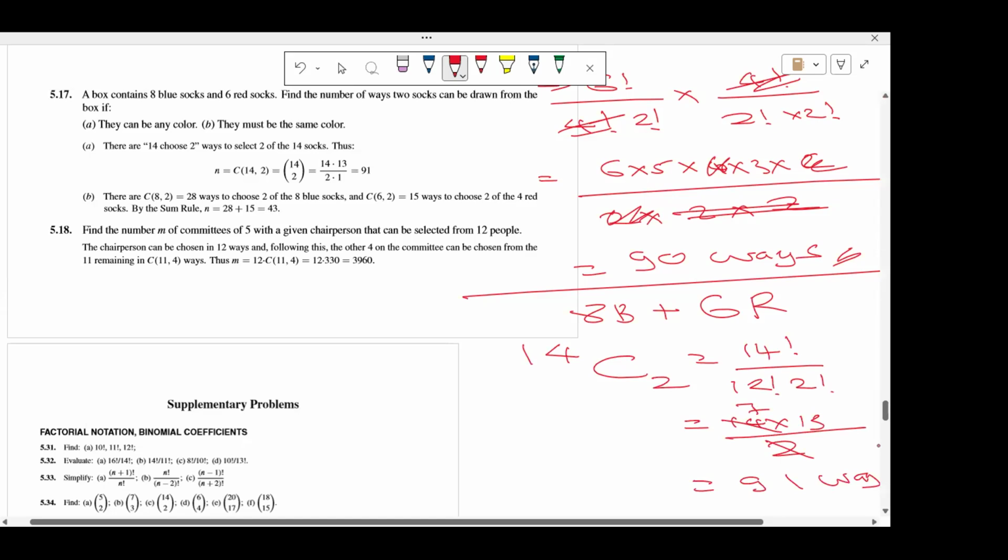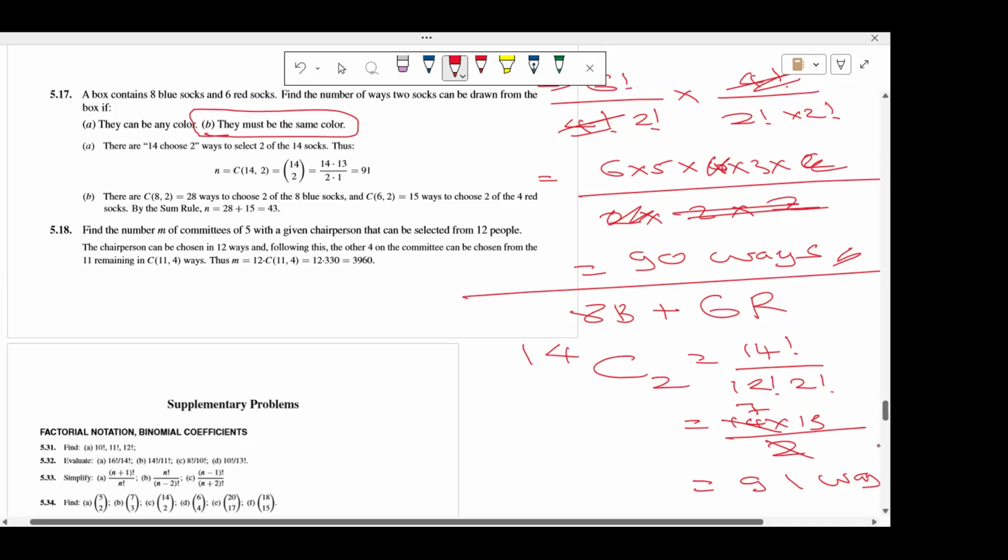In the second question, they must be the same color. This is a condition, right? Without any condition, we have 91 ways of selecting the socks. Now they are telling us the two socks must be the same color. Then how can we find out? It means how many possible ways we can select such that both socks are the same color. So how can we find the answer?